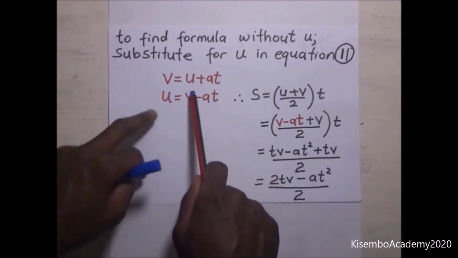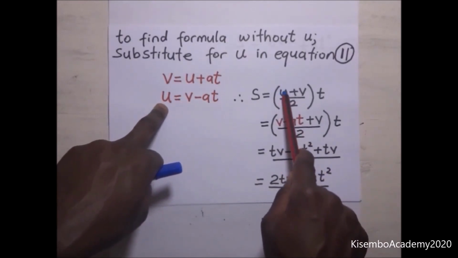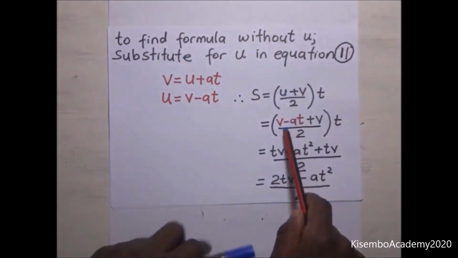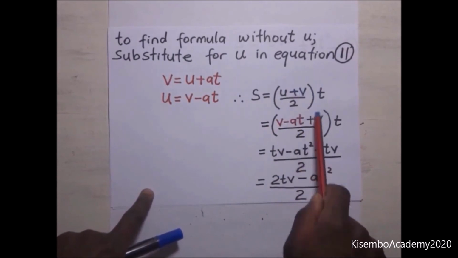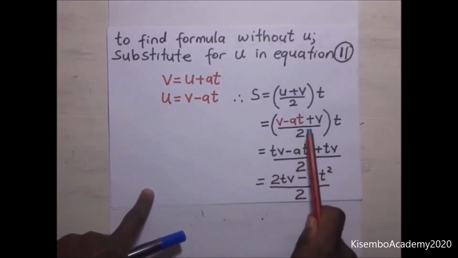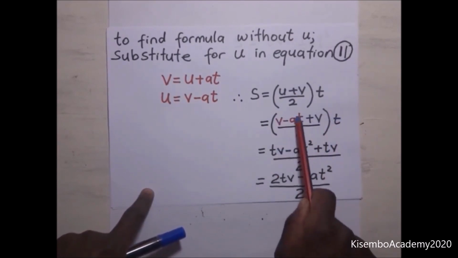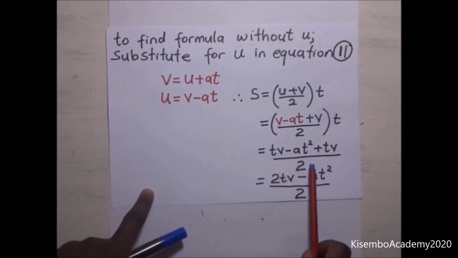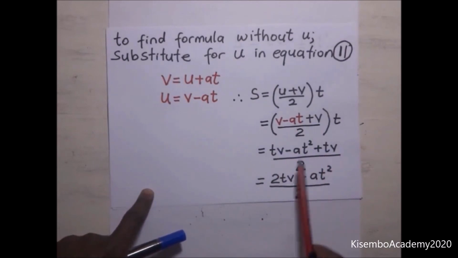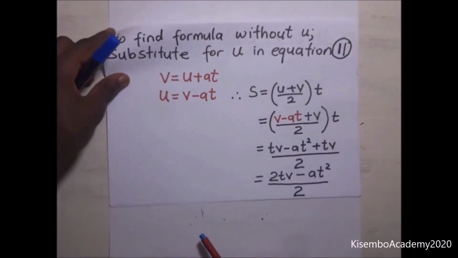So we substitute this value of u in the second equation of motion. When we get this u and substitute it right there, in its place we put v minus at, plus v, divide that by 2. When you open brackets with the t multiplied through, vt minus at squared plus tv, divide that by 2, you end up with tv plus tv is equal to 2tv minus at squared, divide that by 2. And definitely we will end up with our final expression.